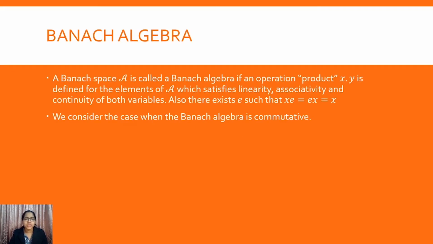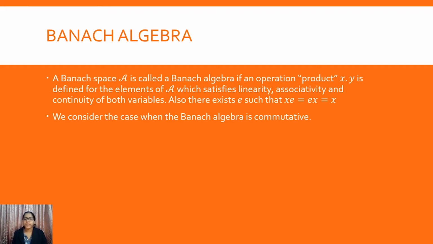Still, just for recollection, a Banach space script A is called a Banach algebra if an operation, say product x dot y, is defined for the elements of the space script A which satisfies linearity, associativity, continuity of both the variables in the product, and also there exists an identity element E, which is called a unity, that is xE is equal to Ex is equal to x. Throughout this chapter we shall be dealing with Banach algebra which is commutative. Commutativity means xy is equal to yx. So this is our Banach algebra, a space which satisfies linearity, continuity, associativity, and it has a unit element in it.